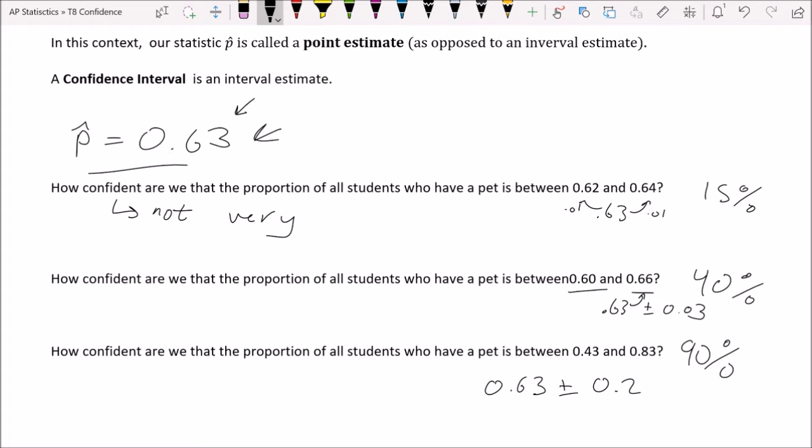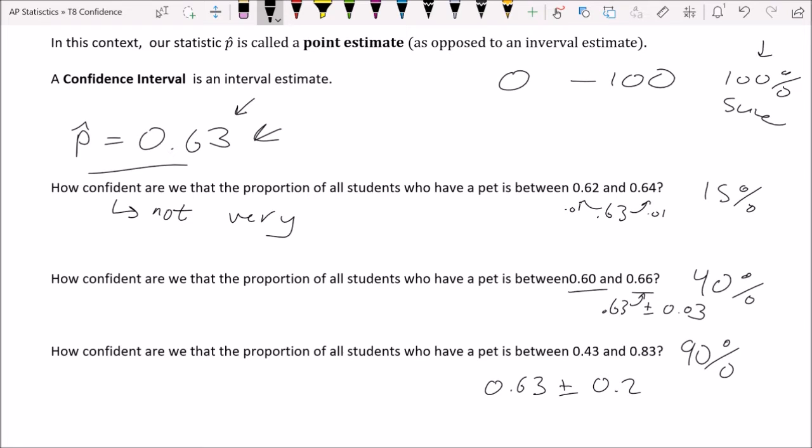And if that's not clear yet, let me give you a crazy example. How sure would we be that the true proportion of students who have a pet lies between 0 and 100%? Well, there's nowhere else it could lie. We would be 100% sure that the truth lies in there. And so that broad interval, if it gets really broad, then we become totally sure. But then it's not useful.